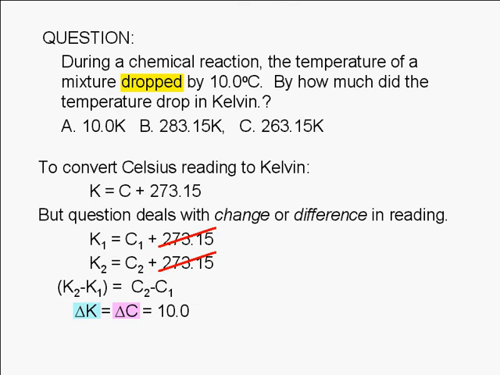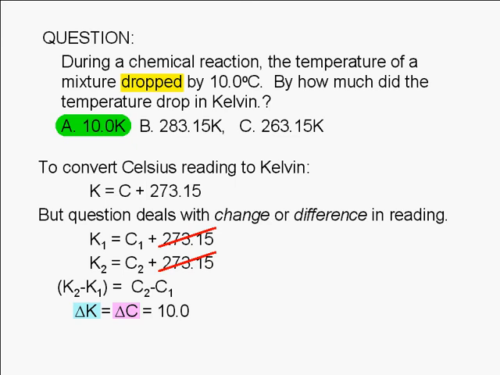Therefore, the correct answer is A. A 10-degree change on the Celsius scale corresponds to a 10.0 Kelvin change. Note that we do not say degrees when expressing temperatures in Kelvin. We don't say 10.0 degrees Kelvin, we just say 10.0 Kelvin.